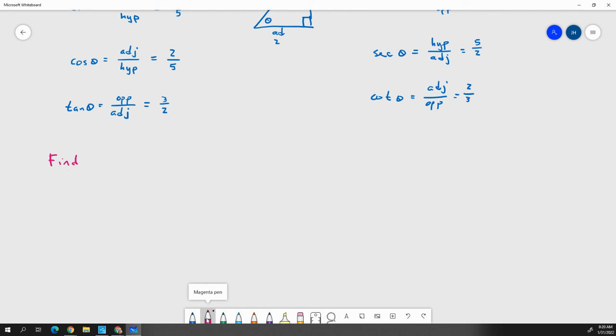If we're asked to find the values of the 6 trigonometric functions, the values of the 6 trig functions, right? What are those? Sine, cosine, tangent, cosecant, secant, and cotangent.